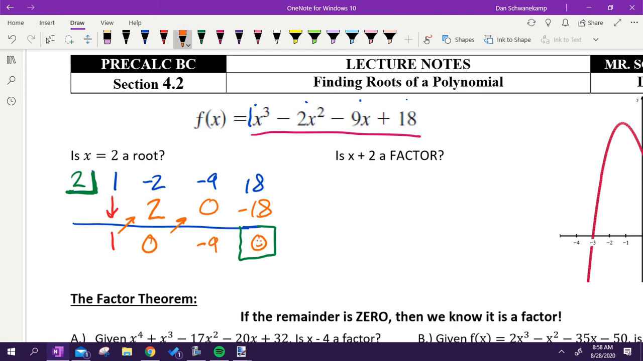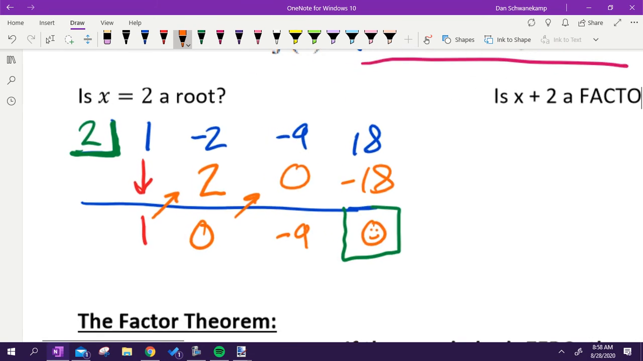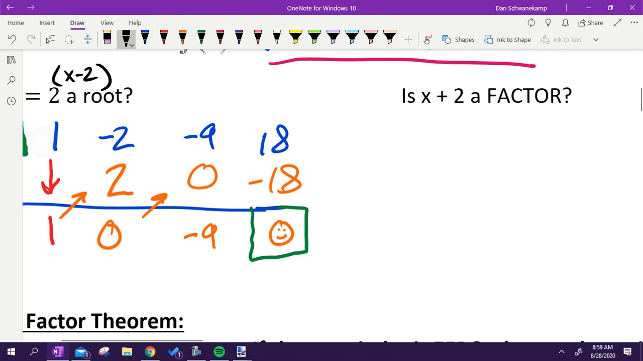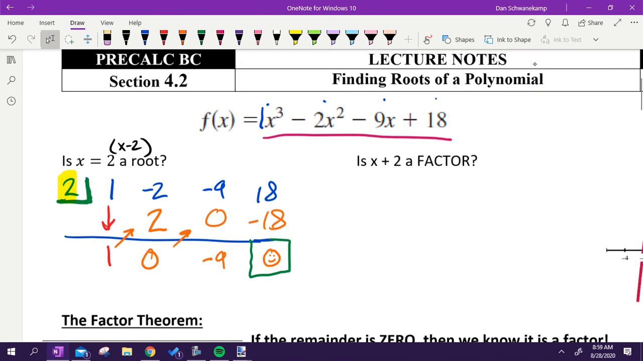You want to get 0, because if you get 0, that tells you when you plug in 2, you would get 0. That means it's a root. It's a 0. It's an x-intercept. Not only that, but when you get 0, this is called synthetic division for a reason. It's because we're dividing out a factor. We are taking the answer of 2, specifically x minus 2, that factor, and we are dividing it out of this polynomial. And if I divide an x minus 2 out of this polynomial, I would be left with 1x squared plus 0x minus 9.